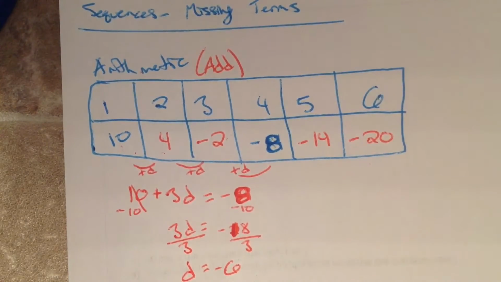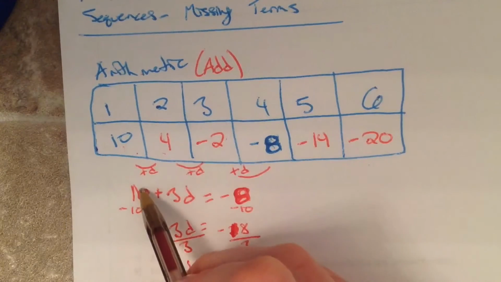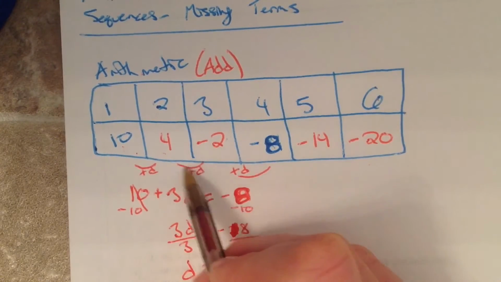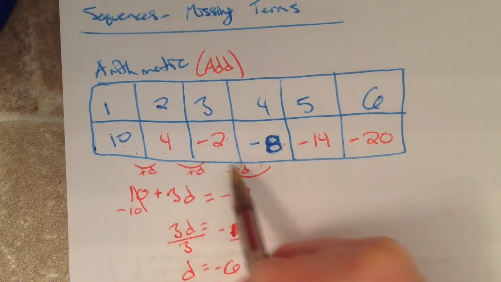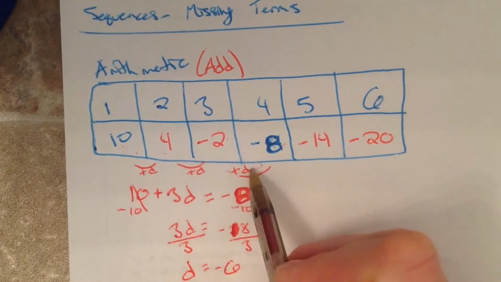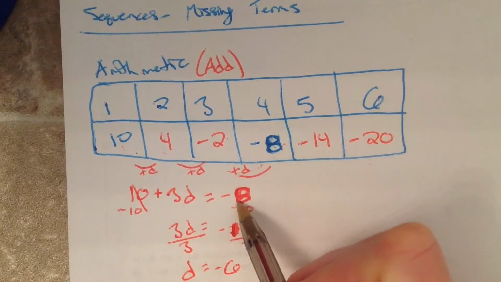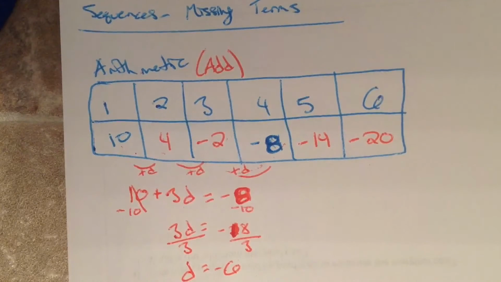So we can continue on this pattern. The idea is you take the number you start out with, add how many D's to get to your next term. So you have to figure out how many slots you go. In this case, we're going 3, and we are equal to -8 at that point.